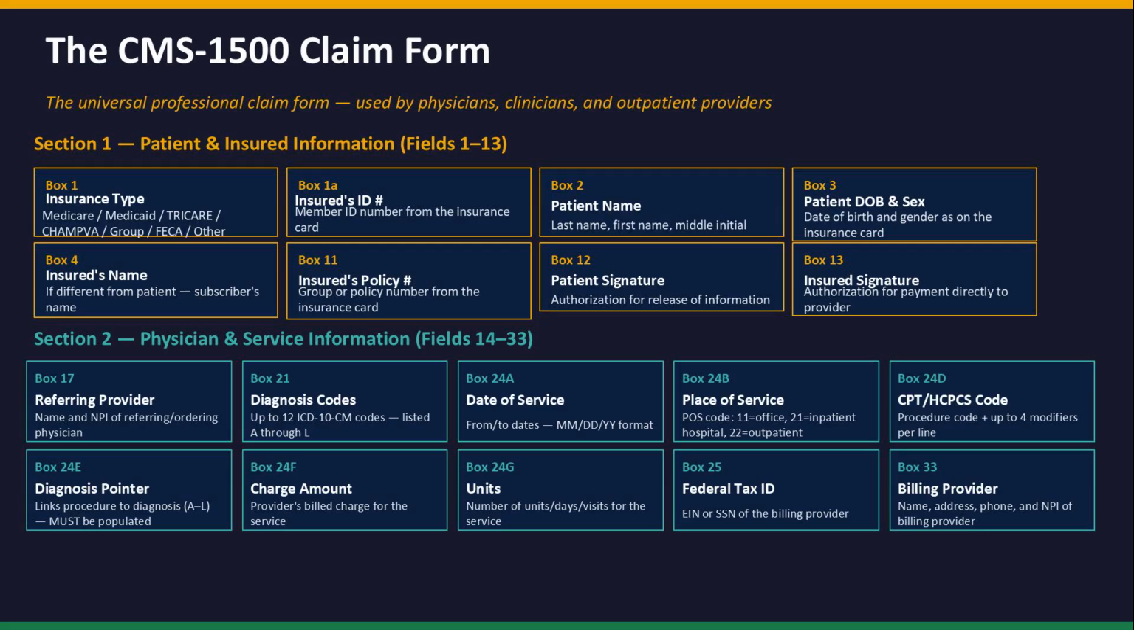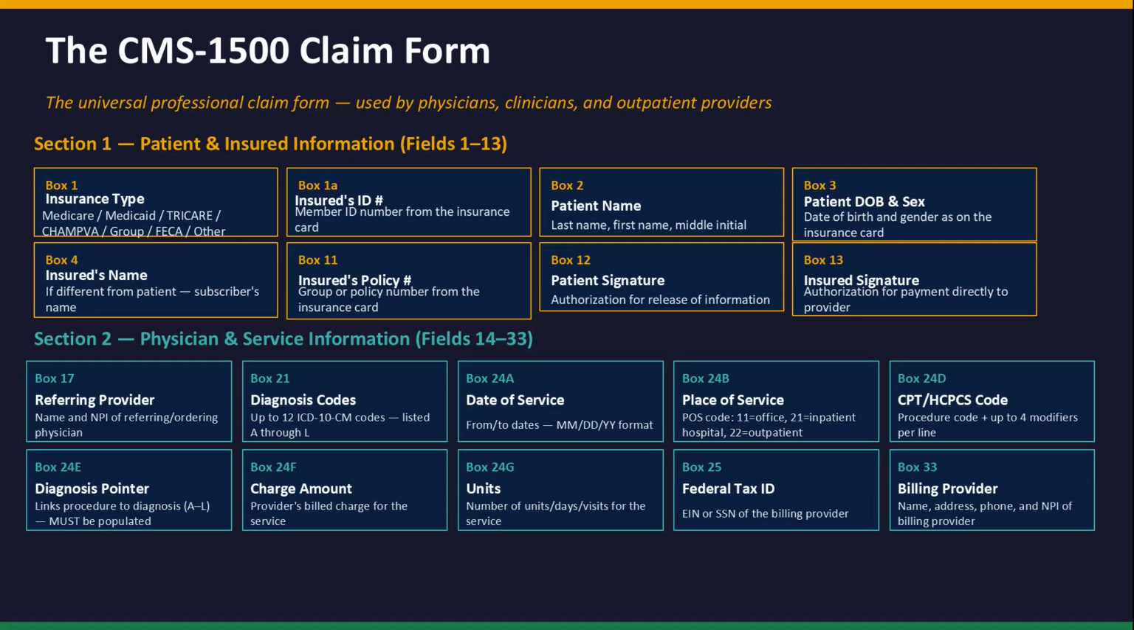The bottom section, fields 14 through 33, captures the clinical and billing information. Box 17 is the referring provider's name and NPI, required when billing for referred services. Box 21 is where you list up to 12 diagnosis codes, labeled A through L. This is critical. The service lines are in Box 24.